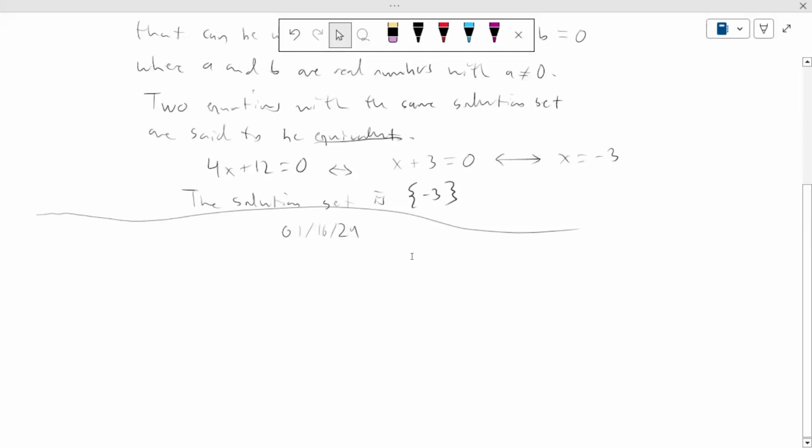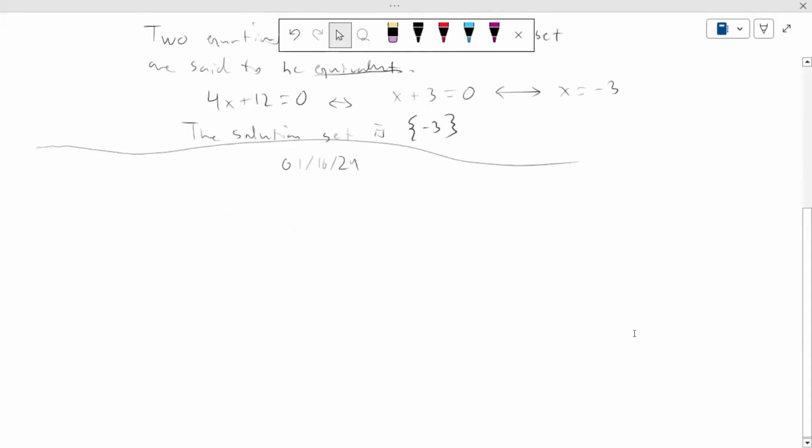Right now we're back on section 1.2. So where is my pen? There it goes. All right. So now that we've done that, let's try this. Let's practice solving equations.